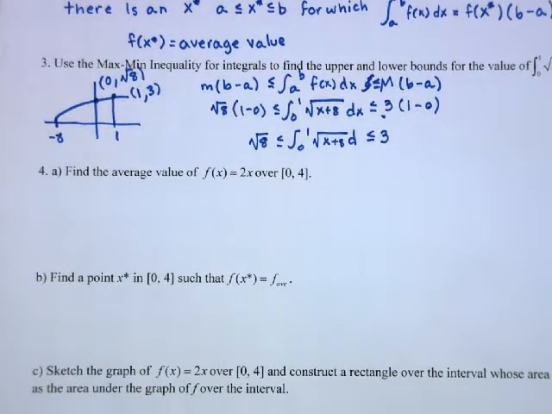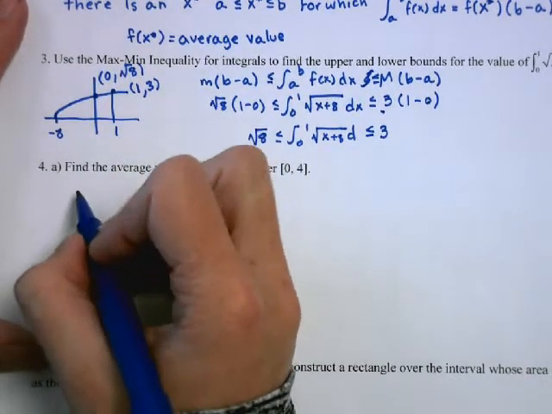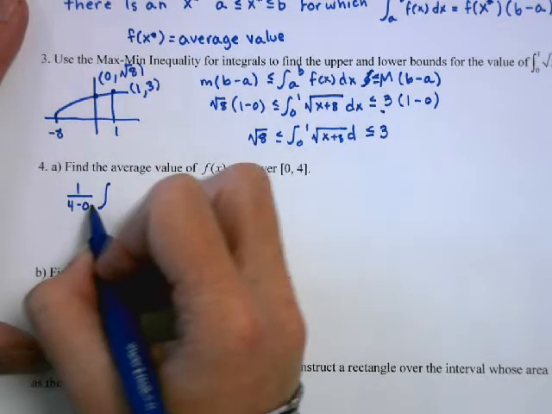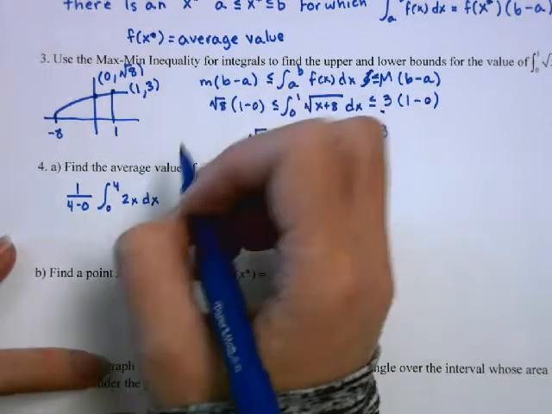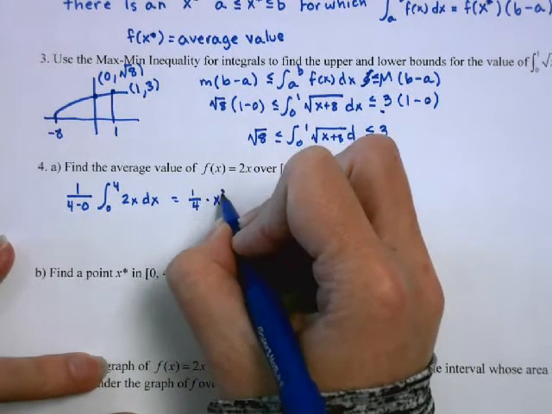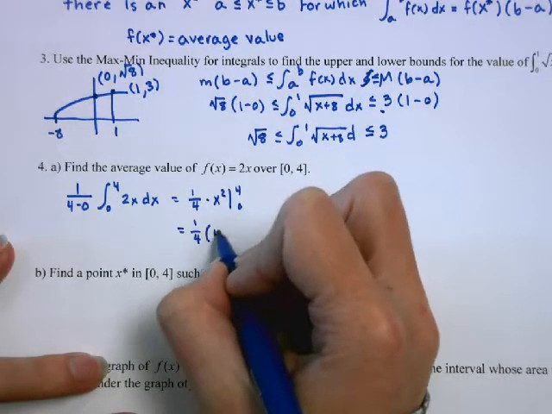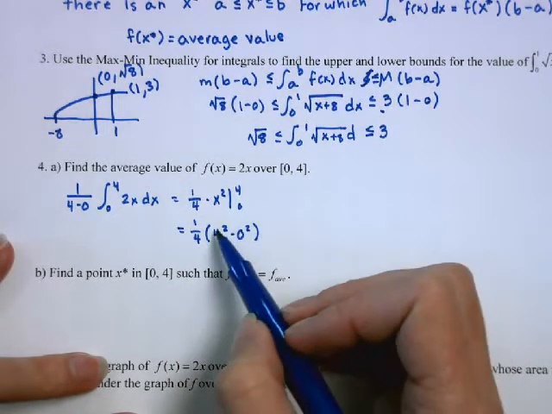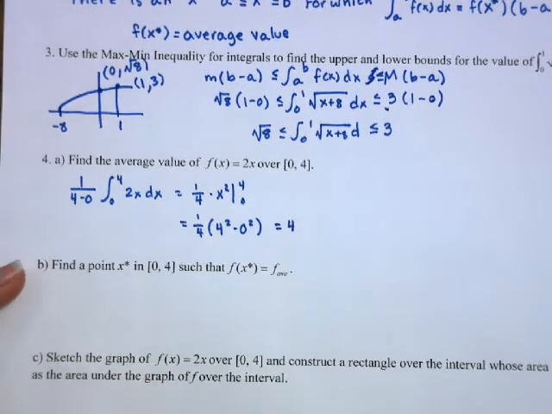Okay, find the average value of 2x over 0 to 4. So the average value is 1 over 4 minus 0 times the integral from 0 to 4 of 2x. So this is going to be 1/4 times x squared evaluated from 0 to 4. So we're going to have 1/4 of 4 squared minus 0 squared, so 16 divided by 4 is 4. So that is the average value.